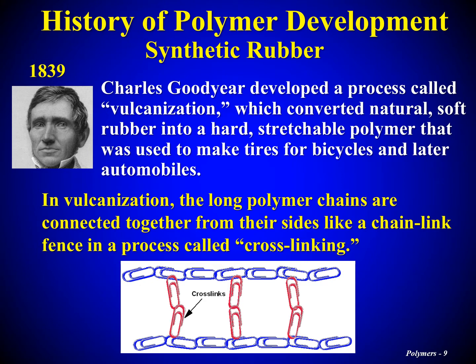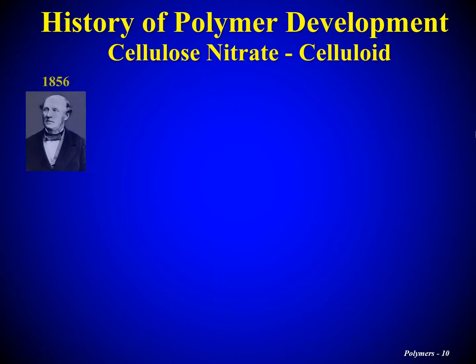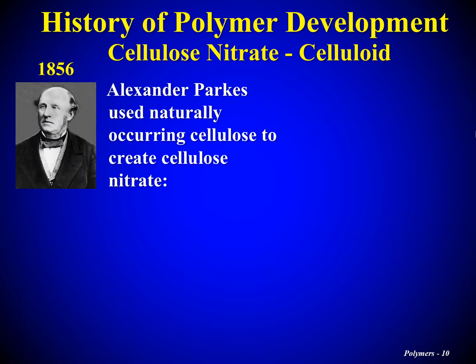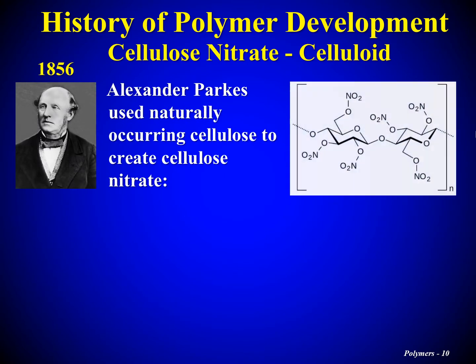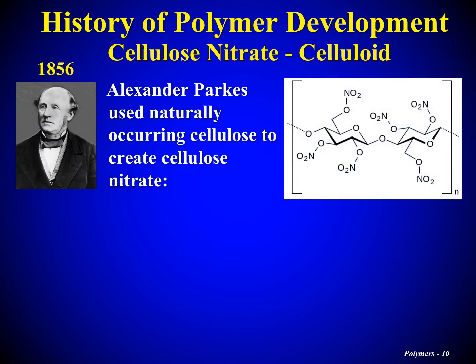In the diagram, which again uses the paper clip analogy, the red paper clips represent the cross links. In 1856, Alexander Parkes reacted nitric acid with naturally occurring cellulose to create cellulose nitrate. The structural formula for the polymer is shown in the diagram.